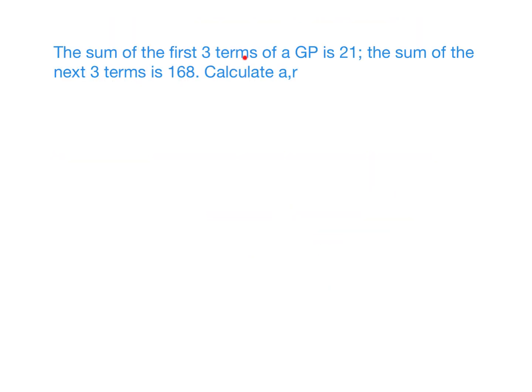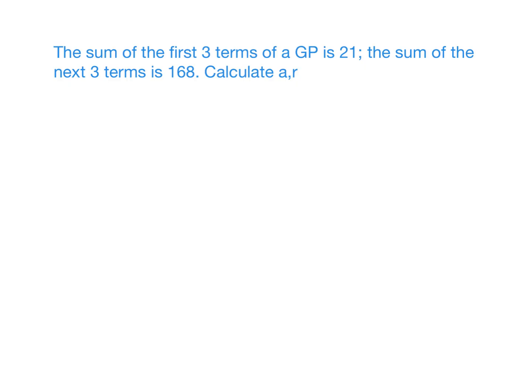The sum of the first three terms of a GP, which means geometric progression or geometric sequence, is 21. The sum of the next three terms is 168. We're going to calculate A and R. So what we're going to do here is set up two equations. Hopefully whenever you are asked to find two quantities, your first thought is simultaneous equations.